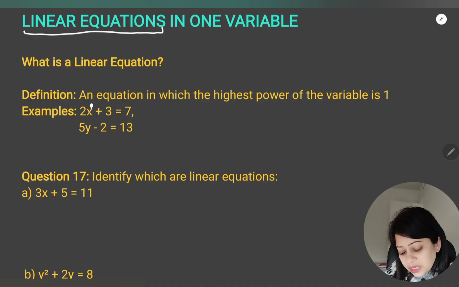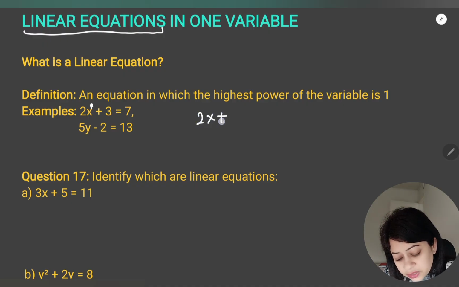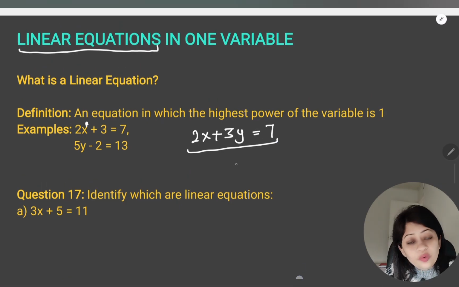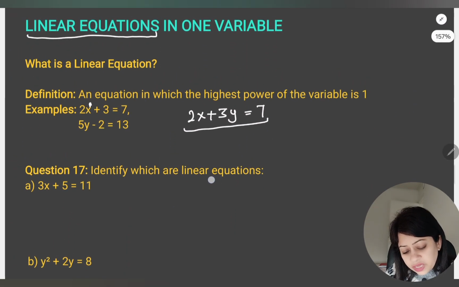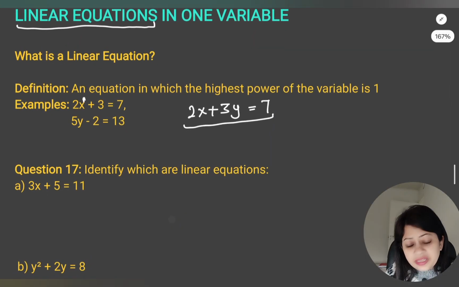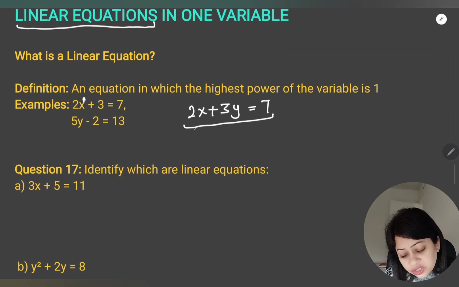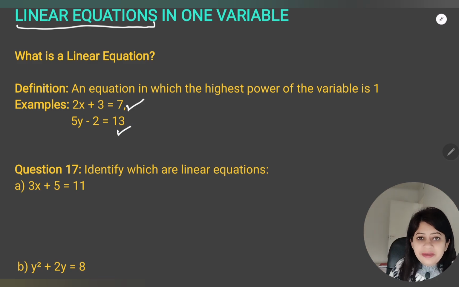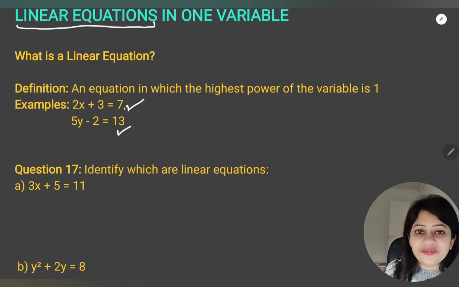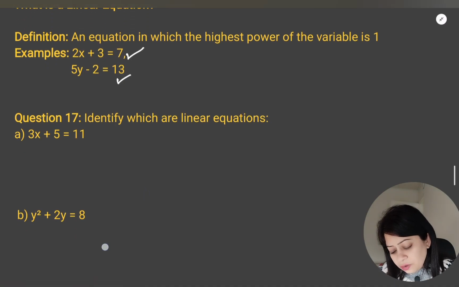One variable means like I have 2x plus 3. I don't have y here. If I write this equation 2x plus 3y equal to 7, then this is a linear equation in two variables. But we are writing linear equations in one variable. So that means like this 2x plus 3 equal to 7, 5y minus something, in every equation you will get only one variable.